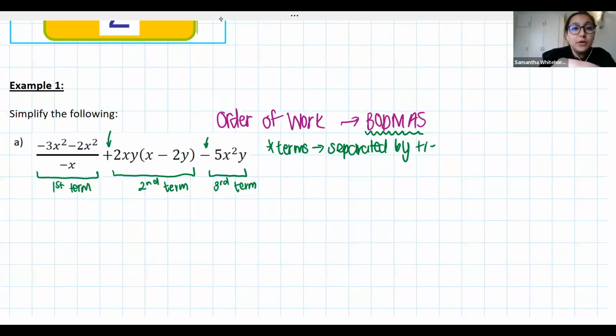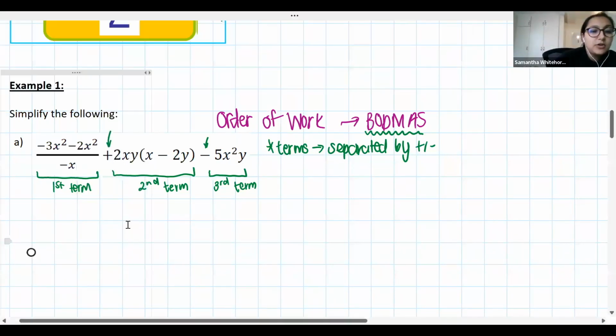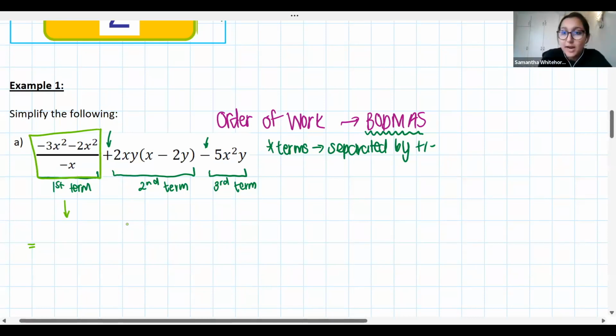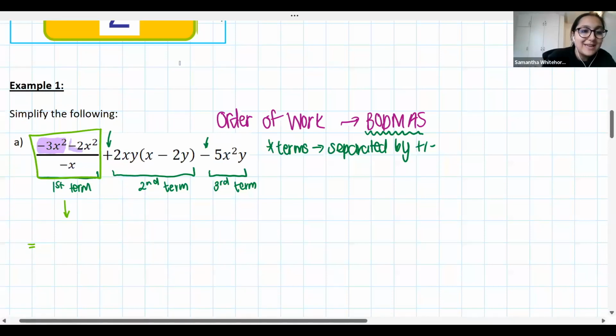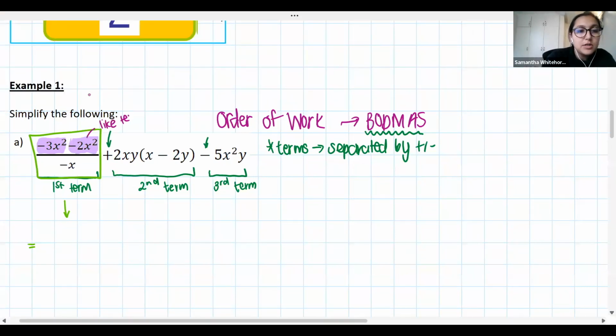So what we want to do here is take our first term and simplify it. Let's have a look at what is happening specifically in this fraction. The first thing I'm hoping that we notice is that in my numerator, I've got like terms. I know these are like terms because they both have an x squared in them. Remember, like terms are terms that have the same exponent as well as the same variable. Because they are like terms, I can add and subtract them.